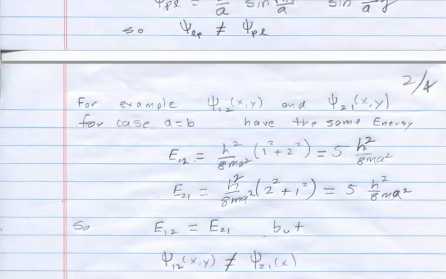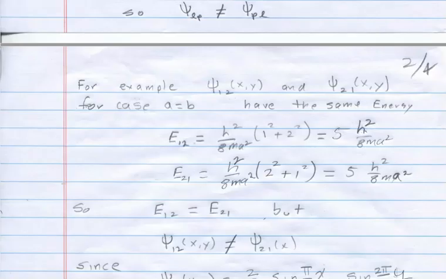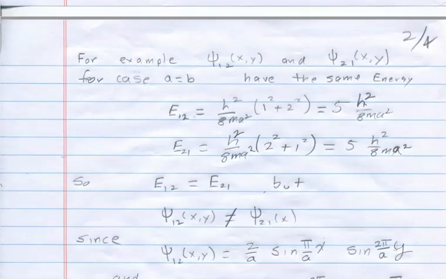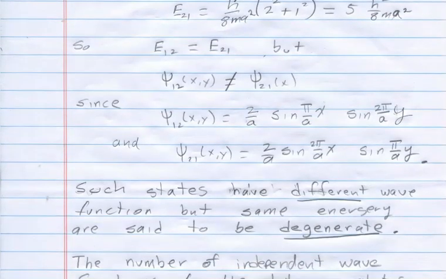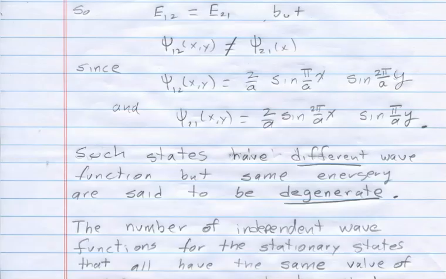Same energies. But again, the wave functions are totally different because the 1 and the 2 occur with the sine x and the sine y terms differently. So psi 1,2 is this, the 2 over here with the y, the 1 with the x. And psi 2,1, the 2 is with the x, and the 1 is with the y. So you can see they have different wave functions, but they have the same energy.